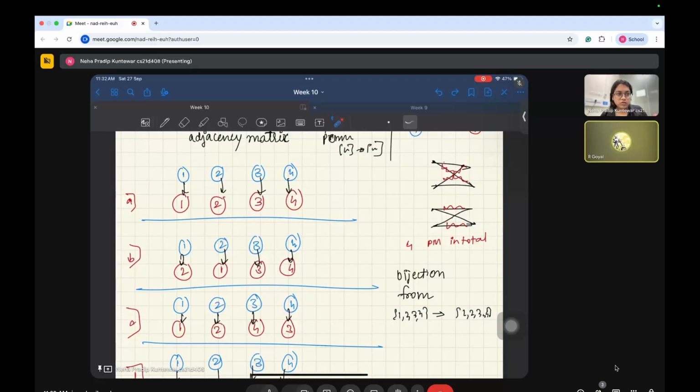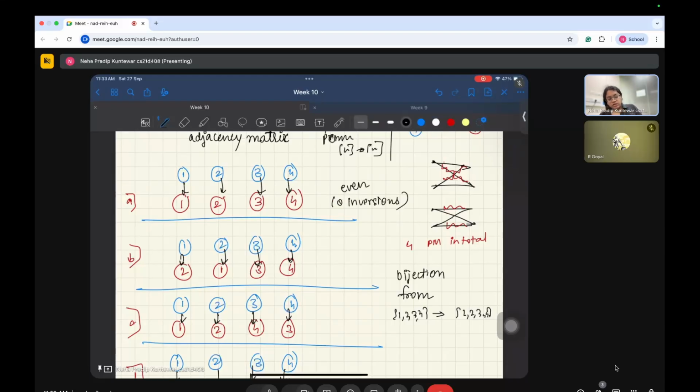Oh, yes, I understood. Like 1 to 2 is not an inversion. Exactly, so we look at the total number of inversions. If that is even, then we say it's an even permutation. If the total number of inversions is odd, then we say it's an odd permutation. For example, here there are no inversions, so this is an even permutation, because 0 inversions.